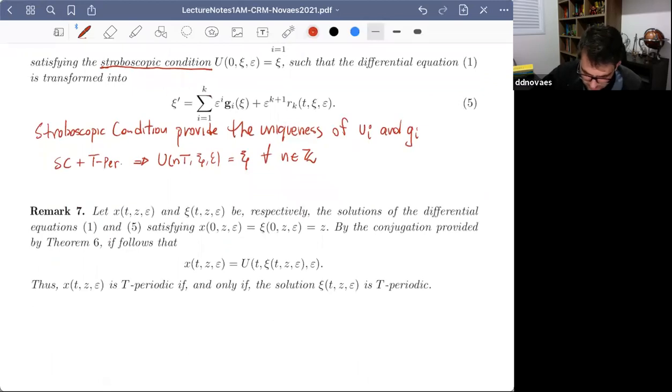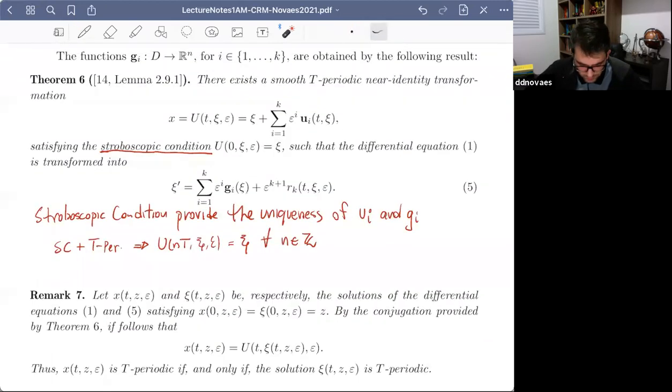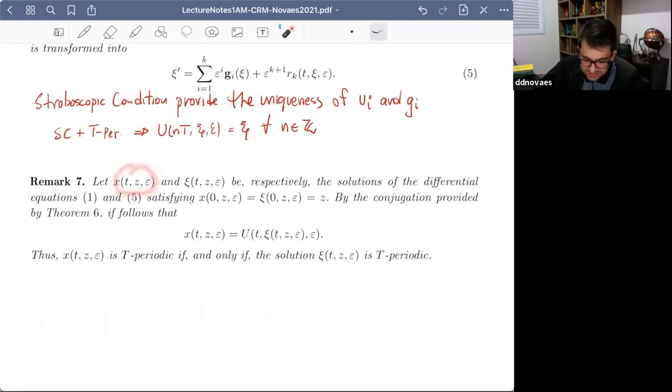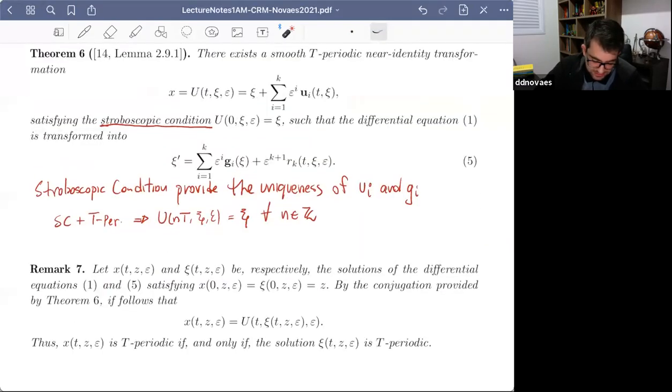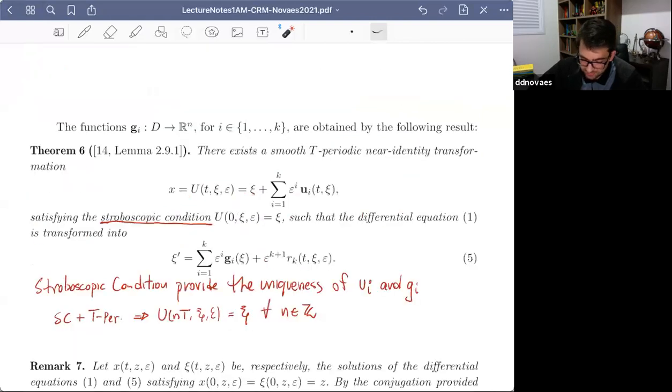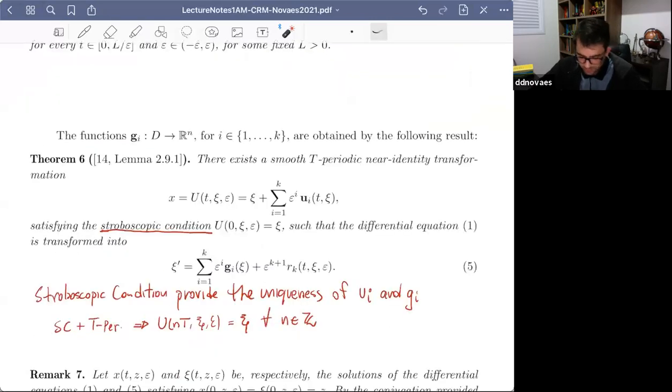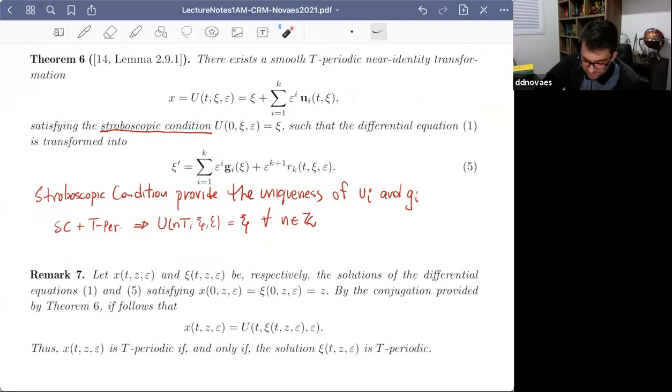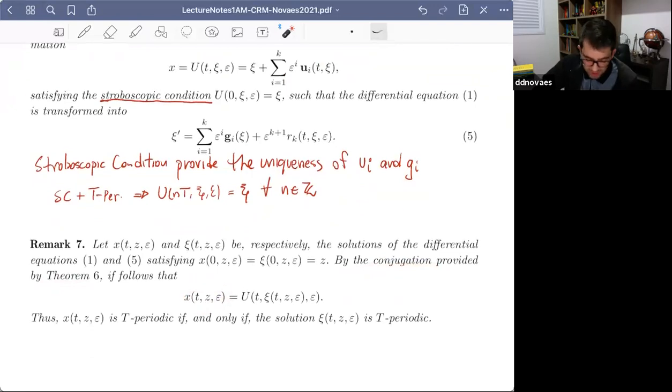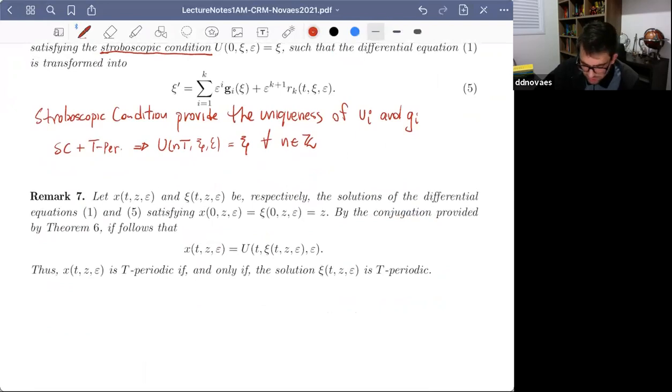Okay, so note that if x and c are the solutions of the difference equation in standard form 1 and the truncated averaged equation, then by the conjugation provided by Theorem 6, we have that x(t, z, epsilon) is actually equal to u(t, c(t, z, epsilon), epsilon). Okay, so let's see why this is true.